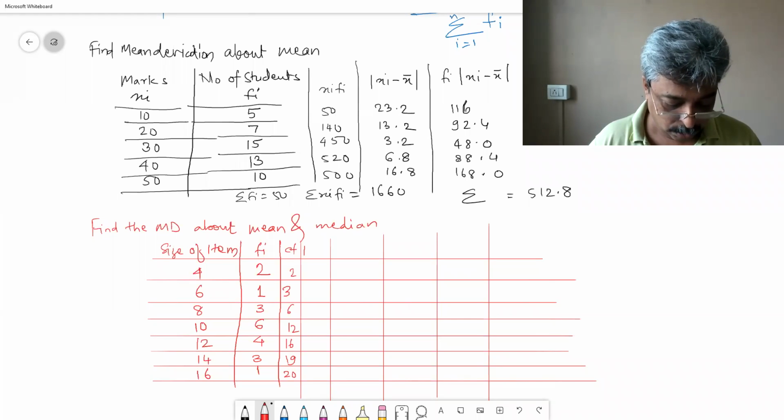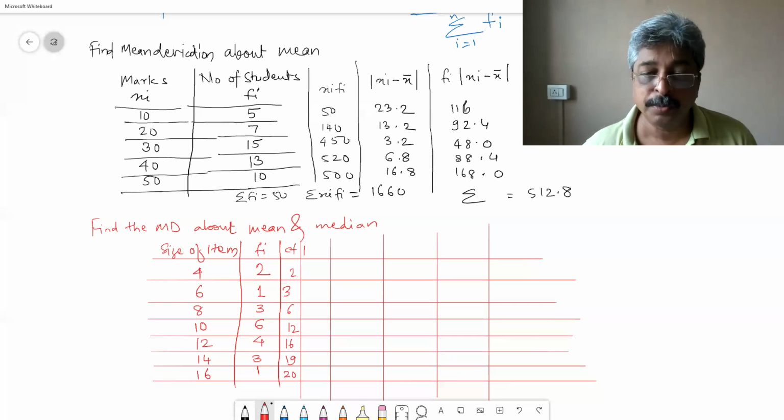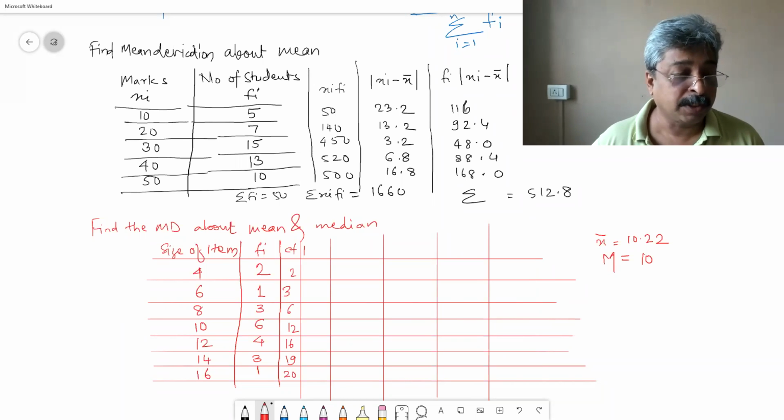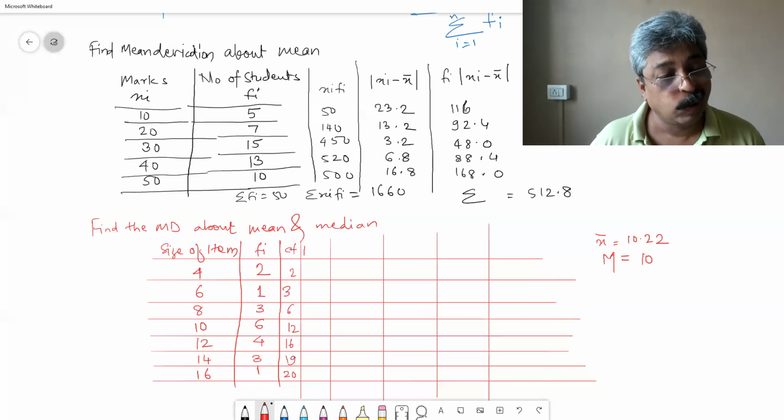Okay, so x bar comes out to be equal to 10.22, and capital M is 10. That is the maximum frequency, which is 10. So this is the median.